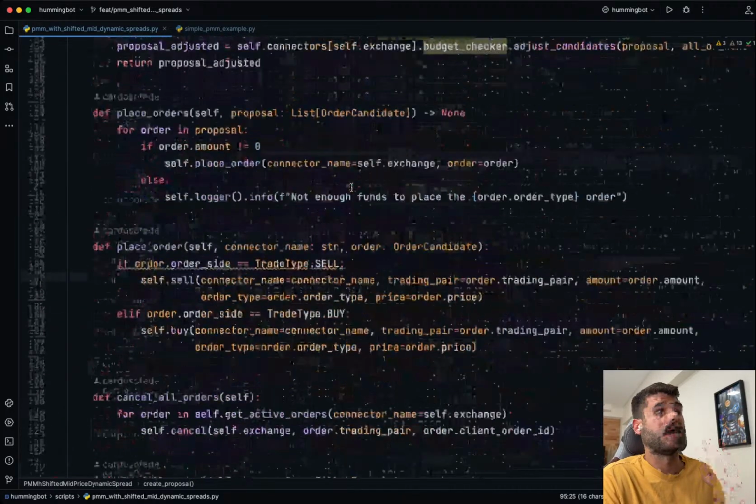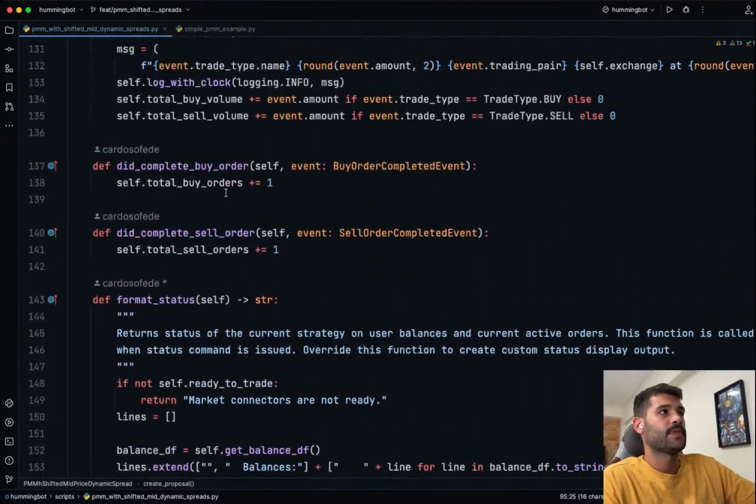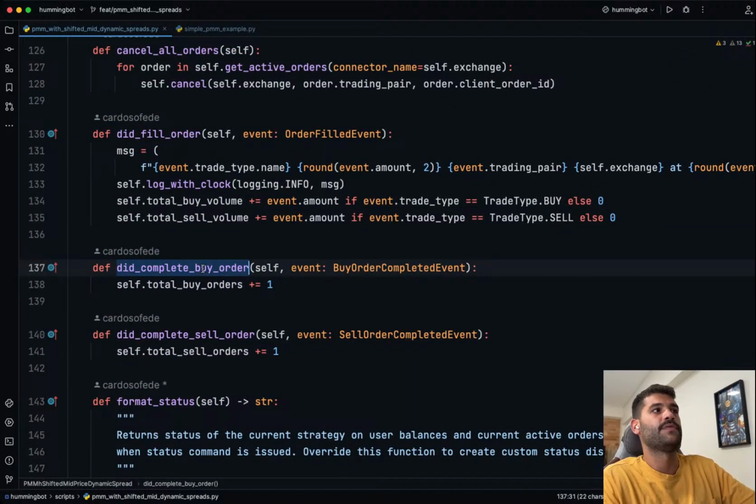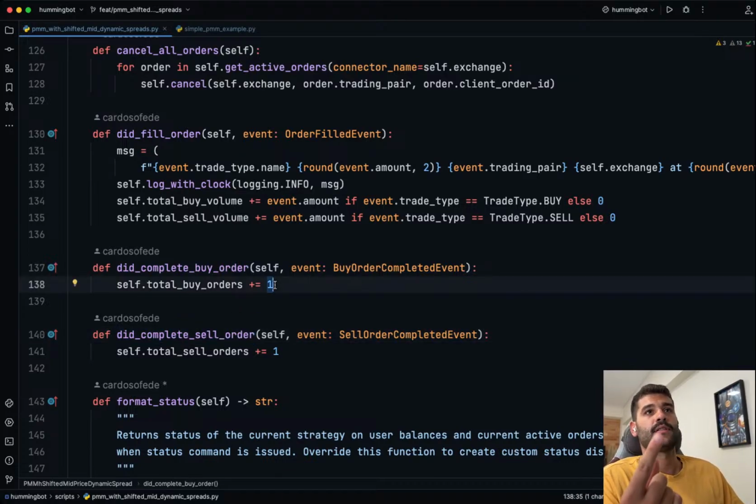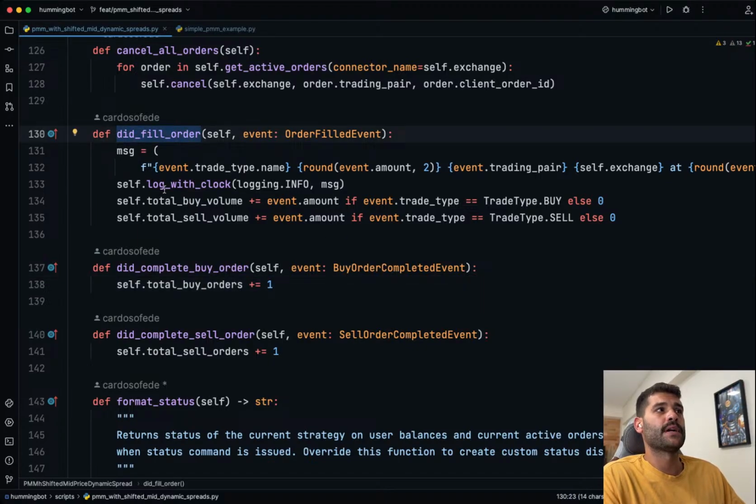That's essentially all. And the last thing that we are doing is also using the event of did complete buy order and did complete sell order to increase the quantity of orders that are sold or bought. This is just an example to show you that you can collect information while the bot is running to do something custom, or show a custom metric on the format status that we are going to review later on. And also in the did fill order, we are summing the volume, the amount that we are collecting for each fill that we have.